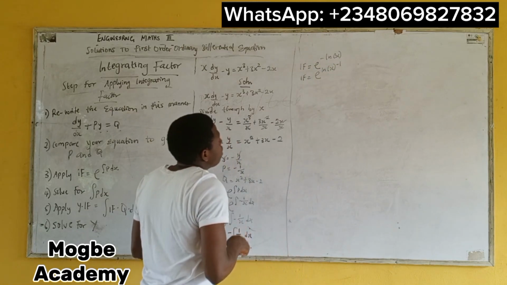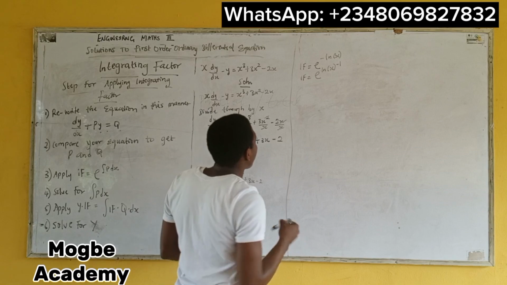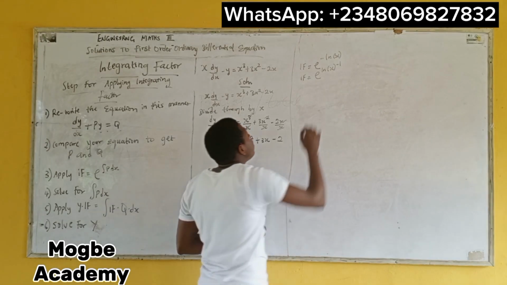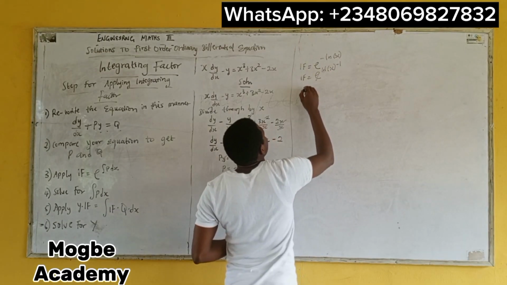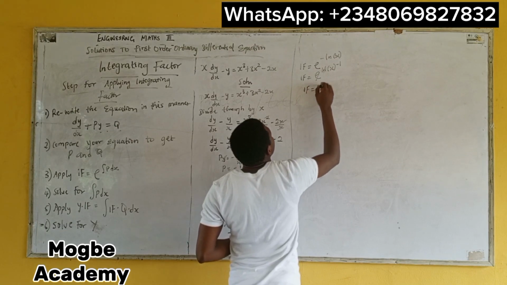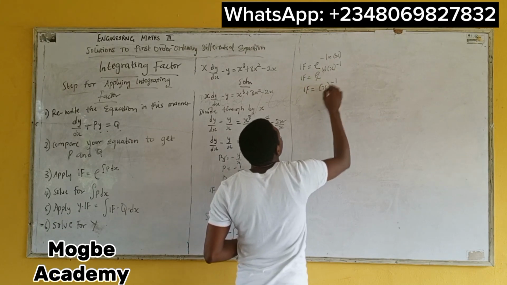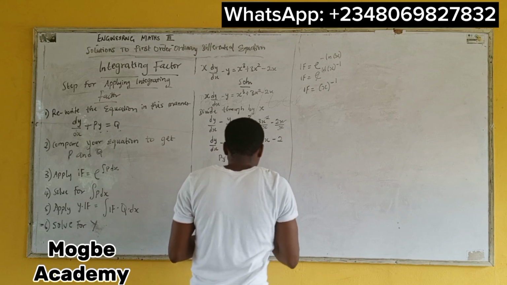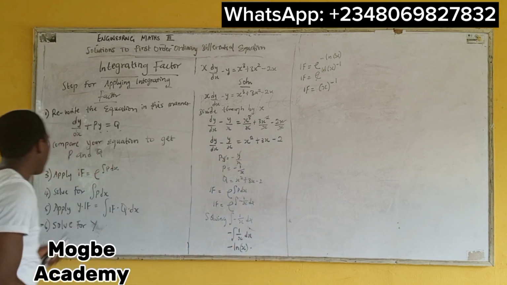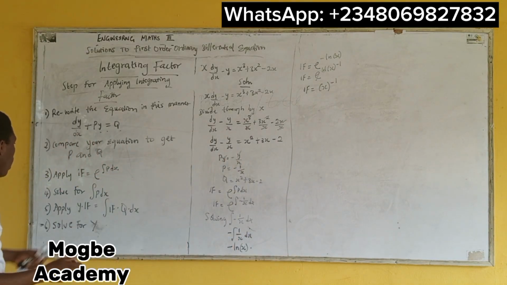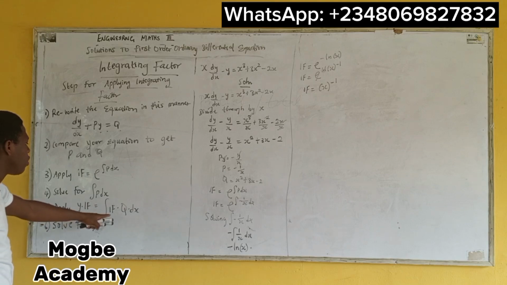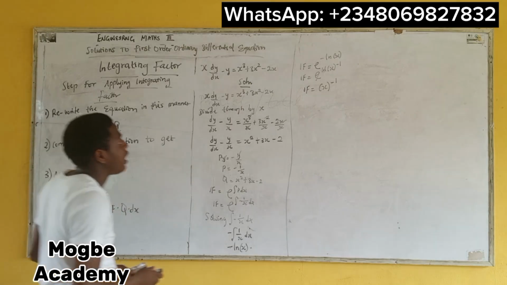The same thing. So what do you think we should do? We can cancel out exponential and ln. This can cancel this. You are left with what? If is equal to x raised to the power of minus 1. What's the next thing? Apply your last if statement, which is what? Y dot if is equal to integral of if dot q dot dx.